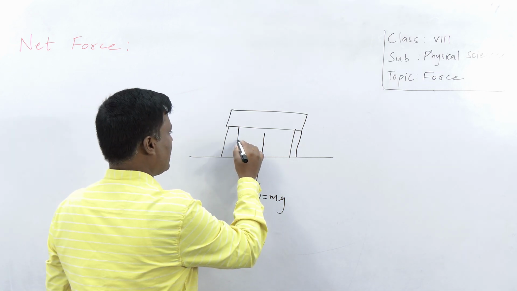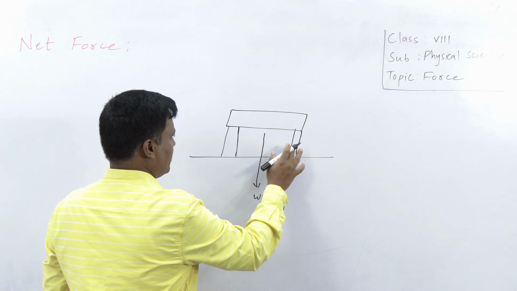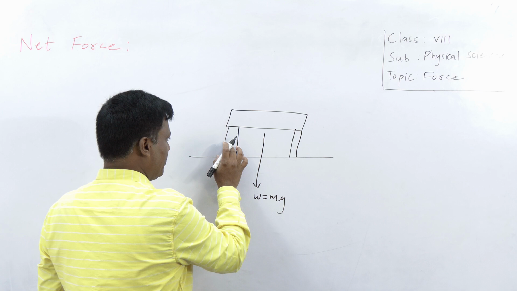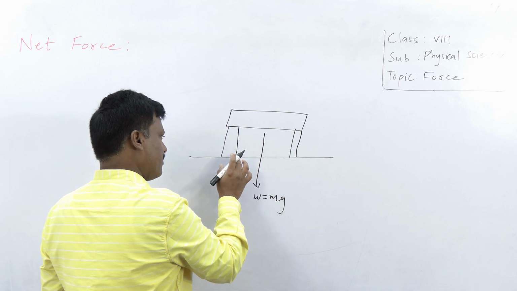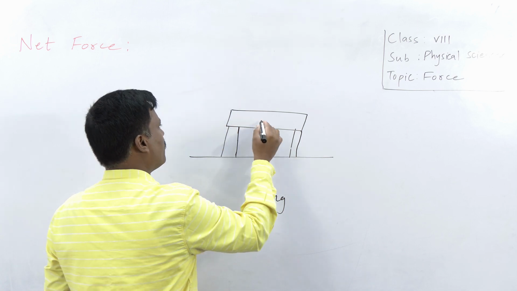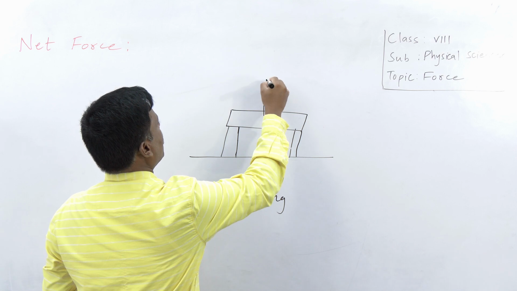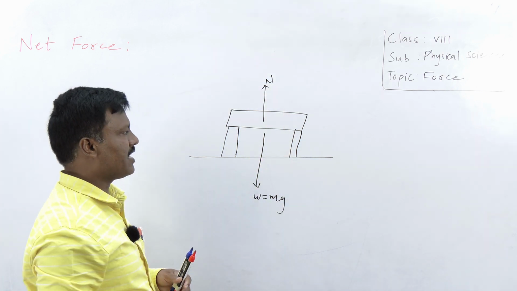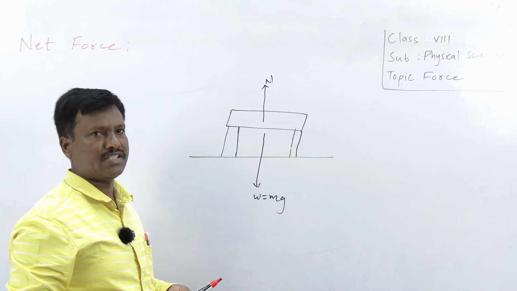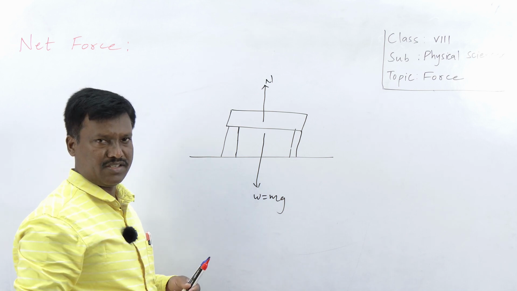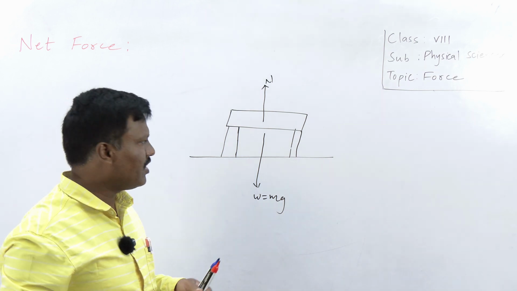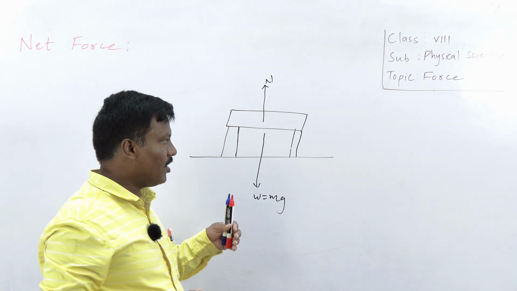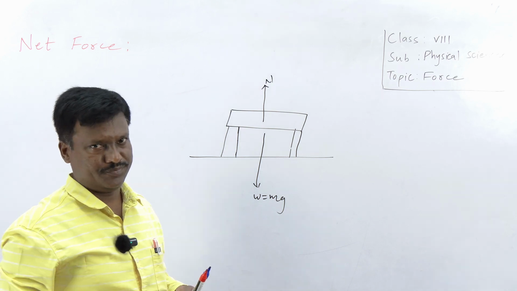Because of the contact between the table and the floor, the floor exerts a force on the table in the upward direction. That is the normal force. So how many forces are acting on this table right now? Two forces. But even though the table is at rest, in an equilibrium state, technically we call this net force is zero.